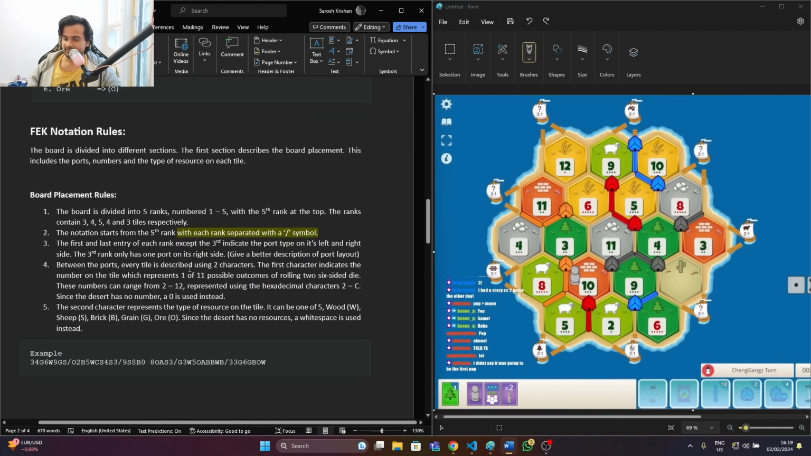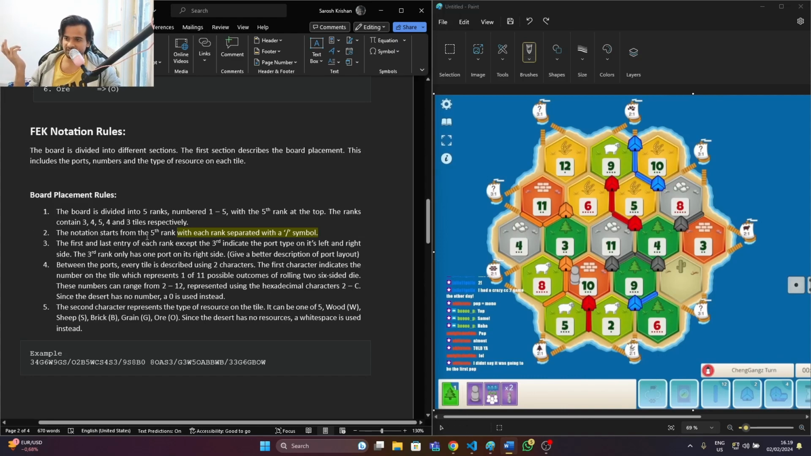Now, I went through the process of actually writing down the rules that we covered in the last video. The board is divided into 5 ranks, numbered 1 to 5, with the 5th rank at the top. We're following the example from chess. The ranks contain 3, 4, 5, 4, and 3 tiles respectively.